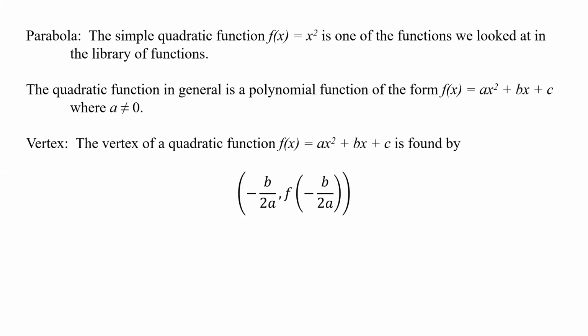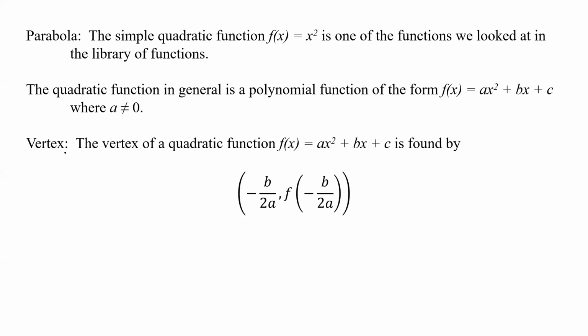Right now we're just looking at the basics. When you get to 1400, that'll take a lot more into consideration. You'll do a lot of transformations. So a quadratic function in general is a polynomial: f of x equals ax squared plus bx plus c. And again, a cannot equal 0, otherwise we don't have a quadratic.